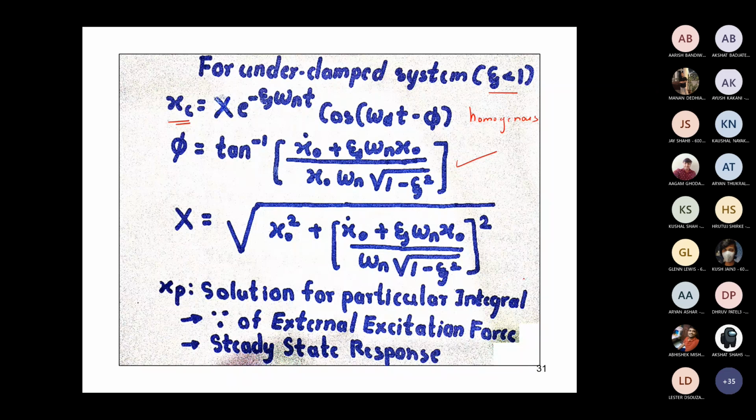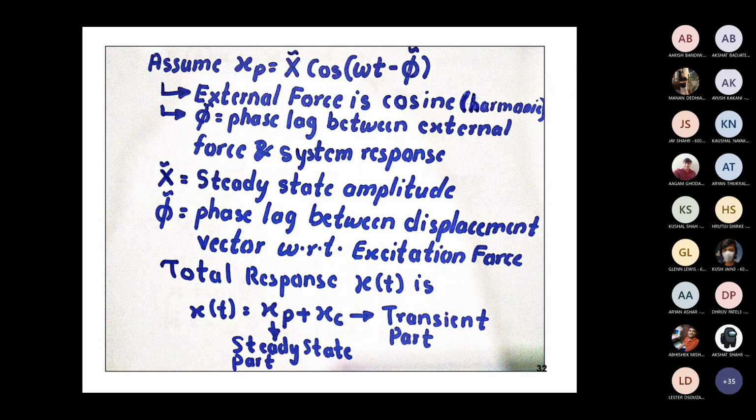So this is the amplitude, and the particular solution, or particular integral, is also the steady state solution. That is x_p, p for particular, equal to X tilde cos(omega t minus phi tilde). Here the frequency is omega, and the external force is a cosine harmonic force. Phi tilde is the phase angle between the external force and the system response. When the force is applied to the system, immediately the system will not respond; it will take some time to respond.